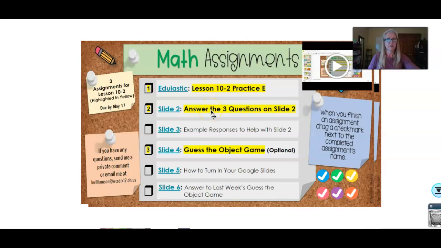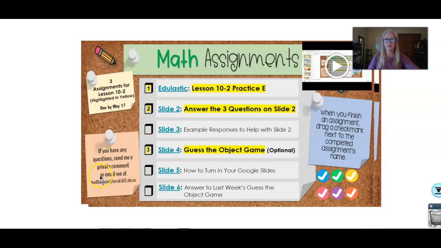Slide 2, answer the 3 questions on Slide 2. I'll show you that in a minute. Slide 3 has example responses to help you with Slide 2. Slide 4 is optional. It's guess what the zoomed in object was. Slide 5 tells you how to turn in your Google Slides. There's a little video too that even kind of takes you through it. And Slide 6 shows you the answer to last week's Guess the Object game.